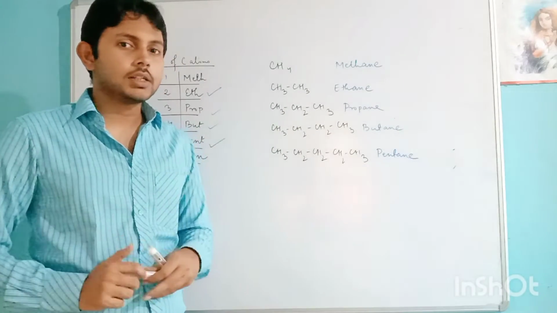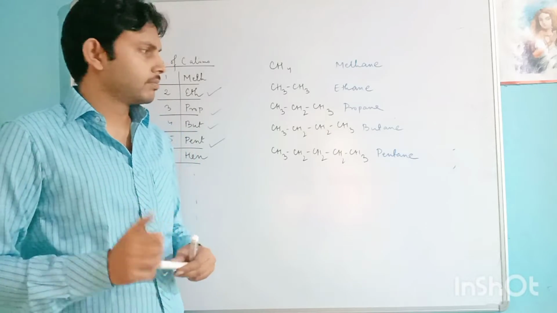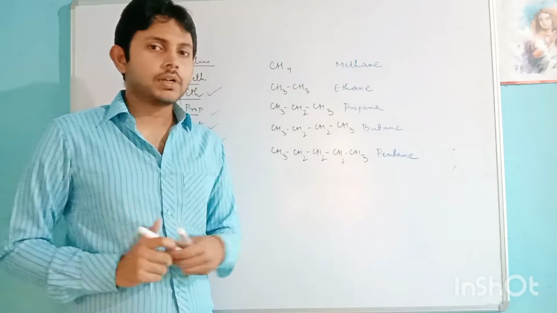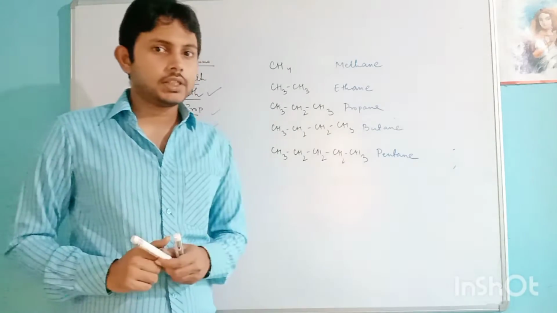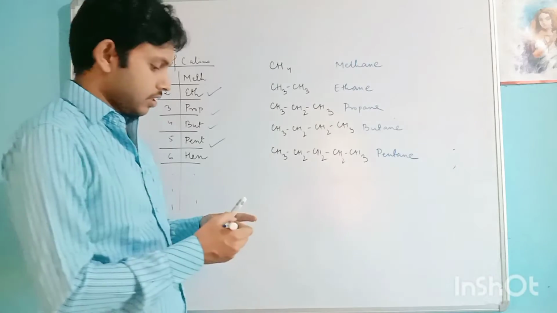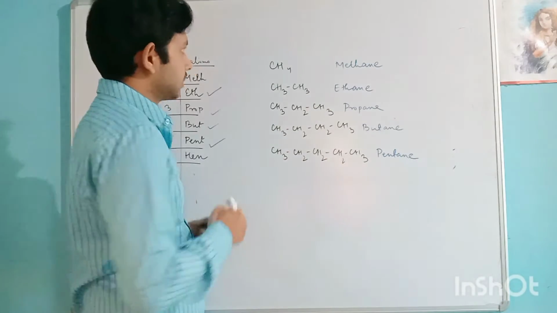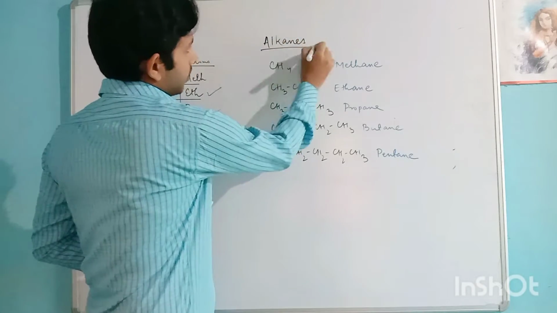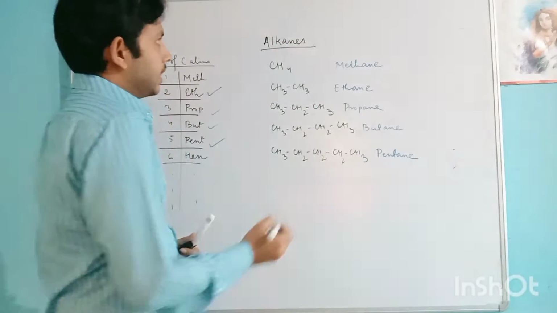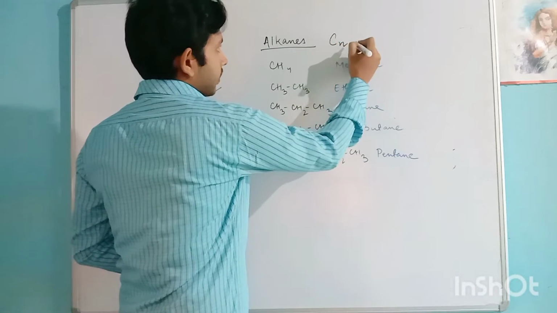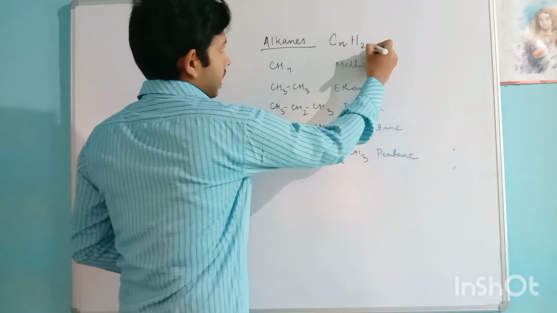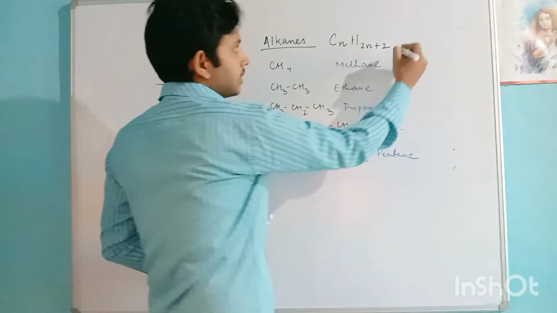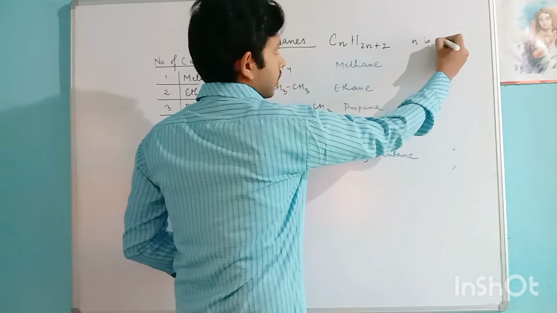Now there is a shortcut formula which you can remember, which is called the general formula. These all are alkanes, so I am giving here the title alkanes. The general formula is CnH2n+2. What is n? n is the number of carbon atoms.